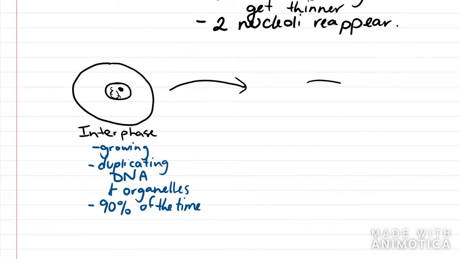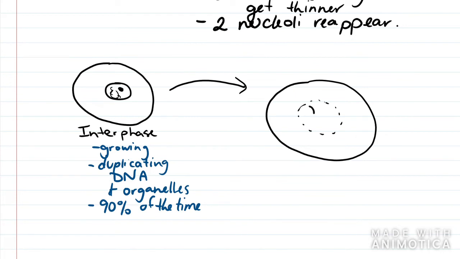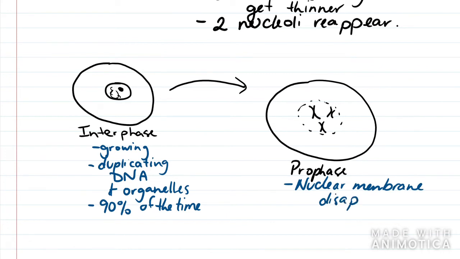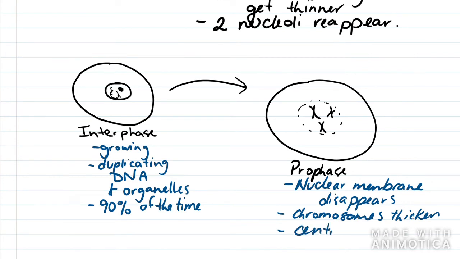After that, we have prophase, where you start to see the nuclear membrane breaking down, and you start to see the chromosomes thickening into sister chromatids. Oh, and can't forget those centrioles. They're going to be moving to the poles.